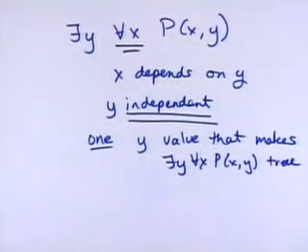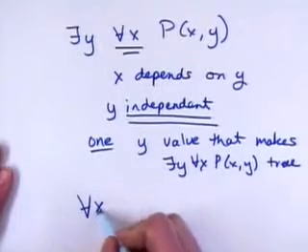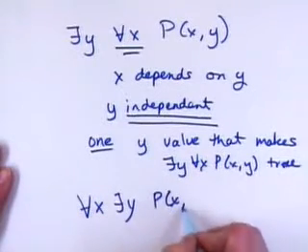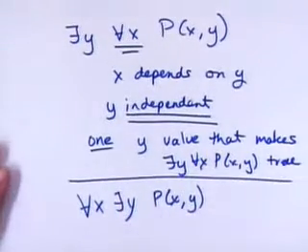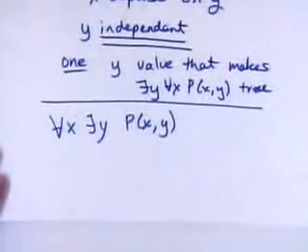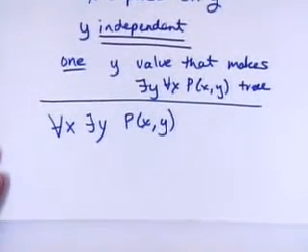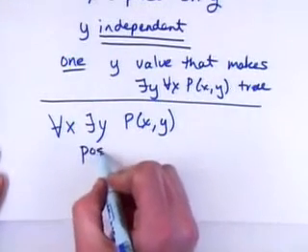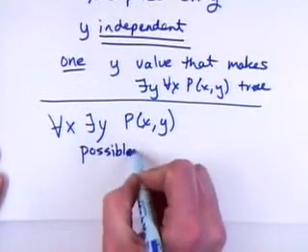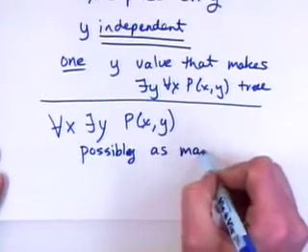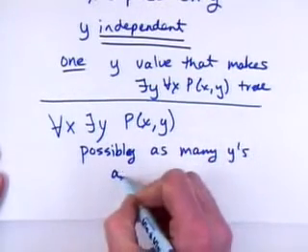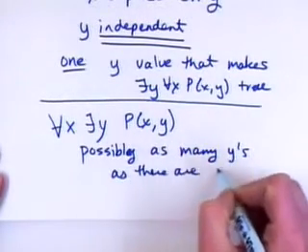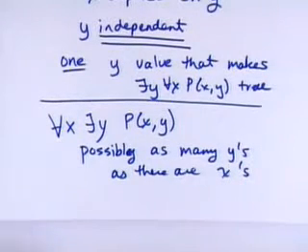So I'm just going to compare numbers of things. If I have for all x there exists a y, how many y's are there that help make this statement true? The whole population. There could be lots, right? So there's possibly as many y's as there are x's. So these statements are very different. It depends on where you put the there exists and where you put the for all.